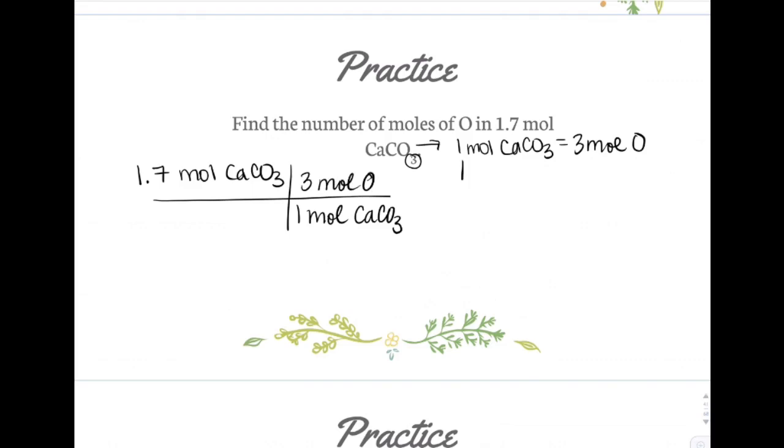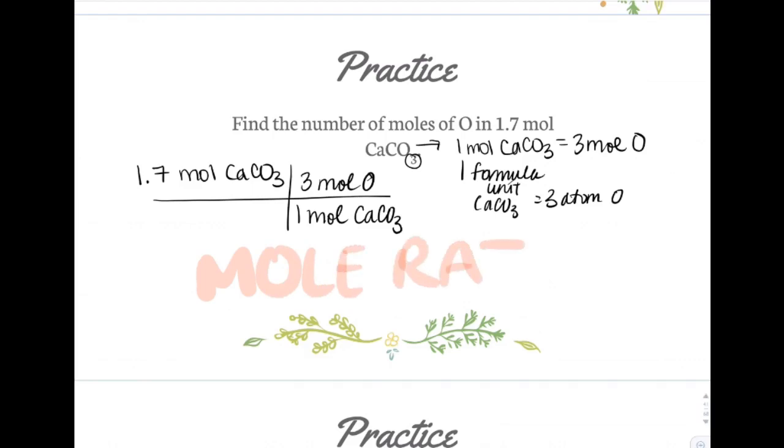Can you also say 1 formula unit of calcium carbonate is equal to 3 atoms of oxygen? Sure. But because formula units and atoms all go by Avogadro's number, we can really just simplify it all to mole. So I'm going to call these things mole ratios. That's what I'm going to call this mole to mole thing that we're doing here.